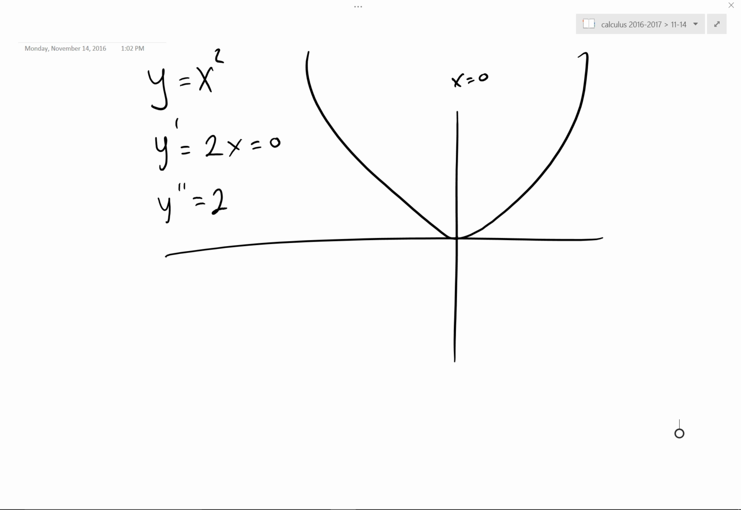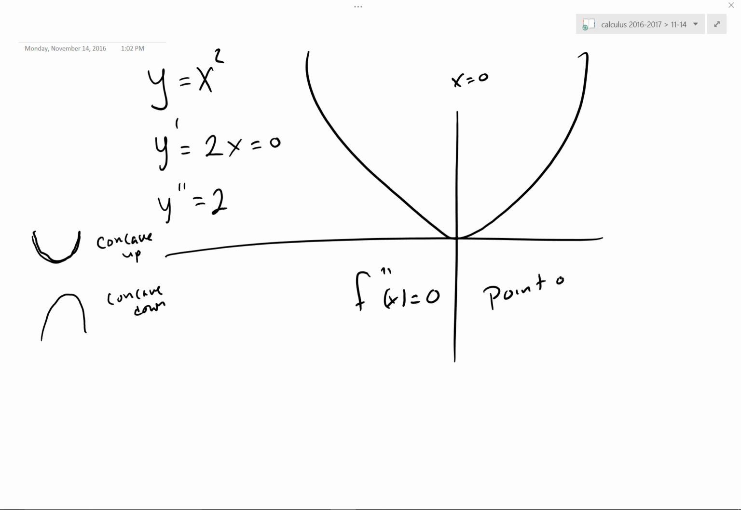This graph, notice how it always opens up like this. You see that? We call this concave up. And we call this one concave down. And the game is this. When you take the second derivative and put it equal to 0, we call this a point of inflection. And that is where it changes from being concave down, let's say, to being concave up.